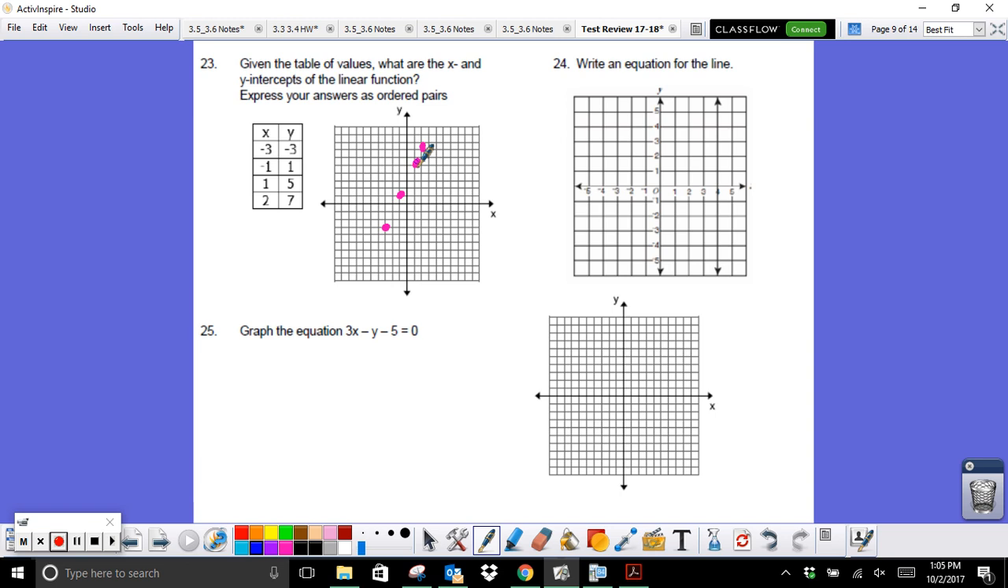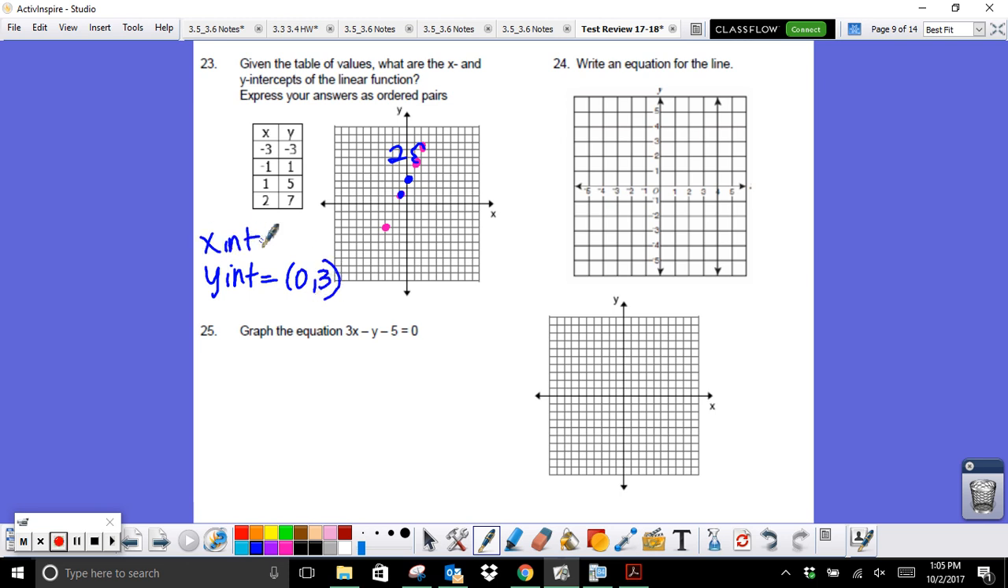I'm just going to use these top 2 points. So I'm going up 2 over 1. So my slope is 2. I'm going to go from this point here, go up 2 over 1, and I landed on the y-axis. So my y-intercept is 3, or I can put that as 0, 3.